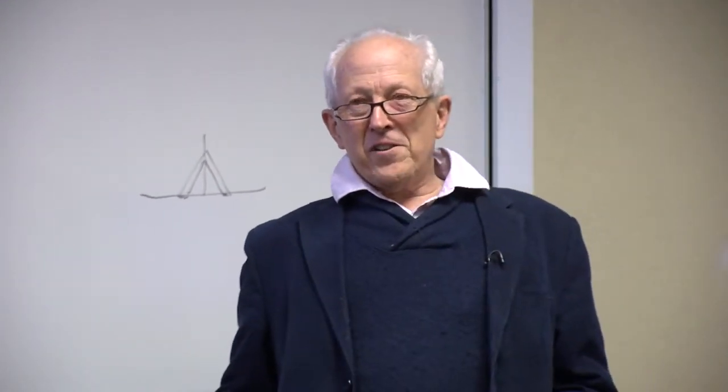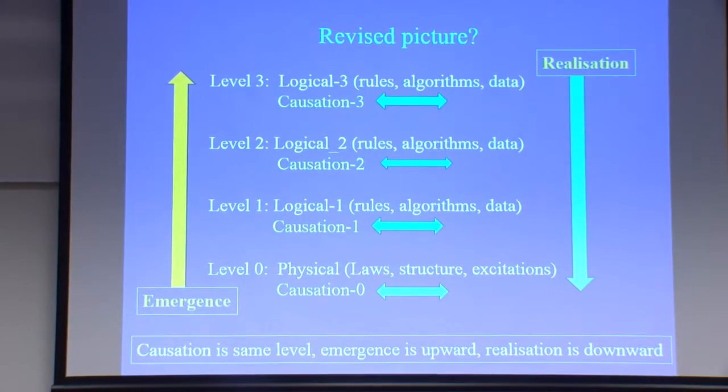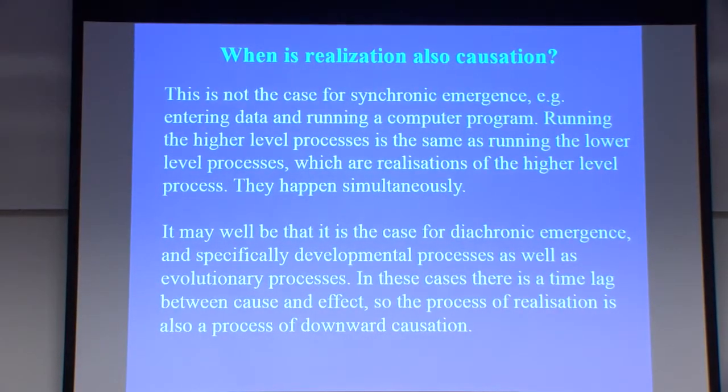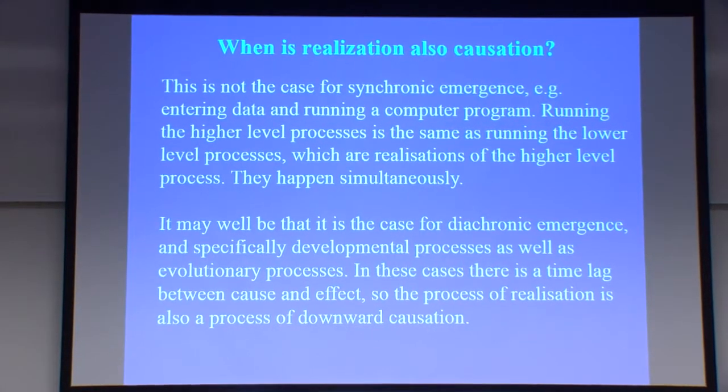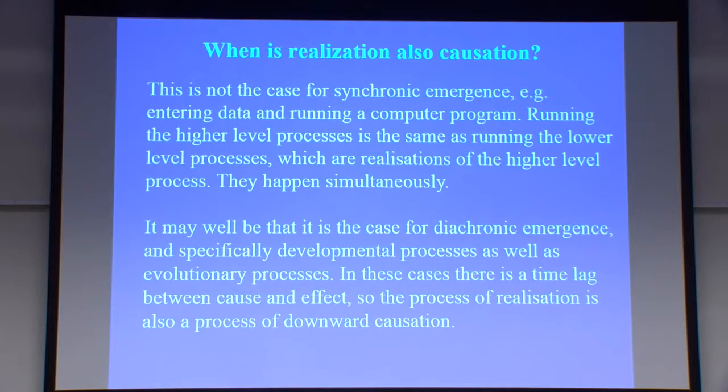So the question I would ask you, in that downward process, you were looking at the case when it happens instantaneously, but sometimes there are delays in when it happens. So when is the realization also causation? It's not also causation for synchronic emergence. That is, when you enter and run the data on a computer program, I think that's correct. Everything is happening at the same time, and you can talk of it at any level, but actually it's all happening at once. Running the higher level processes is the same as running the lower level processes, which are realizations of the higher level. They happen simultaneously.